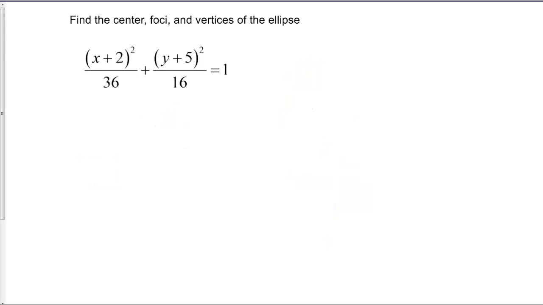Let's move forward. We want to find the center, the foci, and the vertices of the ellipse. And remember, the vertices are only going to be points at the end of the major axis in our case. So let's go ahead and do that. We know just by looking at the picture, we have a larger denominator under the x, so I'm going to get an ellipse that looks like this, horizontal major. I know I have the center at (-2, -5).